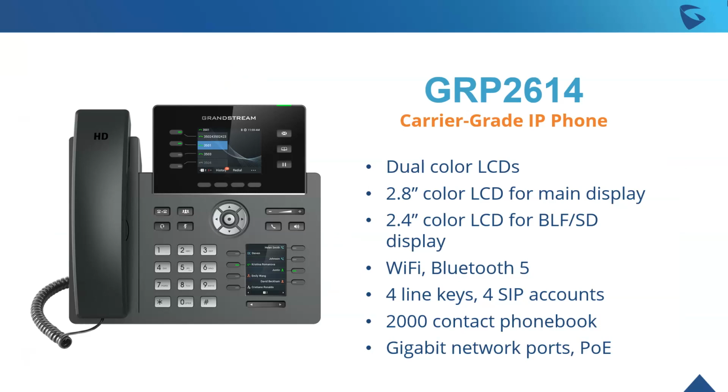All right, the GRP2614, I believe this is the one that actually hit our beta club. Currently have people toying around and messing with this one. Definitely a lot of great positive feedback on the device. We're really excited about it. It actually has dual color LCDs that you can see. One on the top, which is the main color, main calling screen and your menu screen, and then our LCD on the bottom, which is for your BLF and speed dial display.